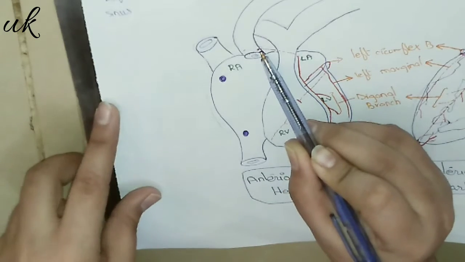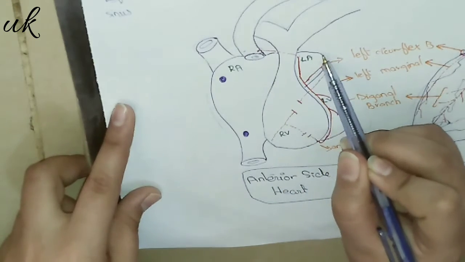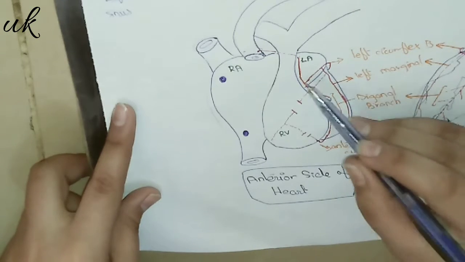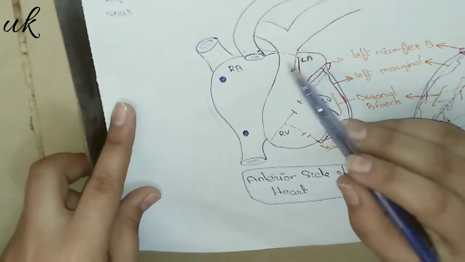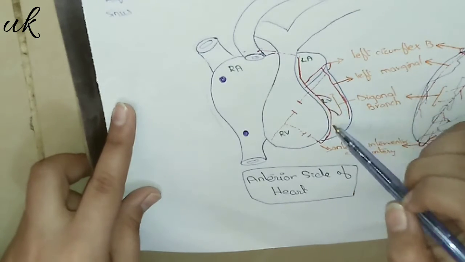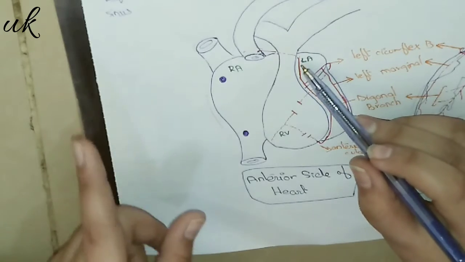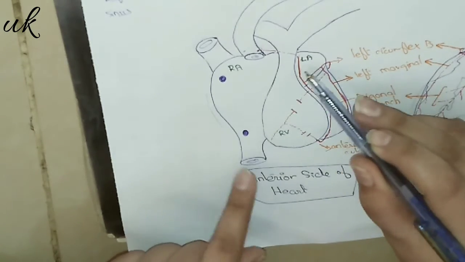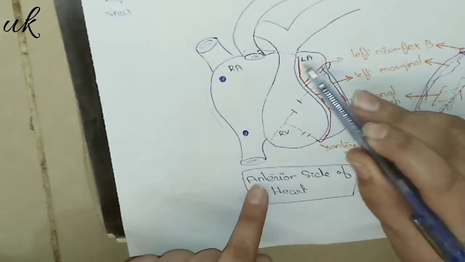The left coronary artery passes between the left auricle and the left side of the pulmonary trunk. As you can see here, it is in the coronary sulcus. This is the coronary sulcus. It passes between the left side of the pulmonary trunk, this is the pulmonary trunk, and the left auricle, this is the left auricle.